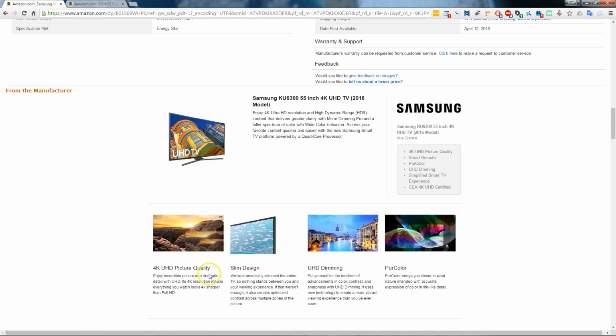Now let's continue down here. Yep, feature. Now I'm just going to highlight everything that's feature. Feature. Feature. This is okay. Enjoy incredible picture and dramatic detail. That's getting closer. Still not ideal. Slim design. We've dramatically slimmed the entire TV, so nothing stands blah blah. Now, a smarter way to do this would be, our TV is so slim that it can hang on your wall like a picture frame. That is how to communicate in your product descriptions.